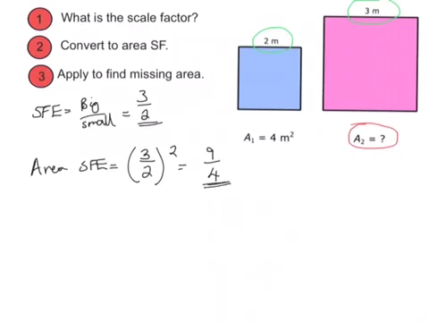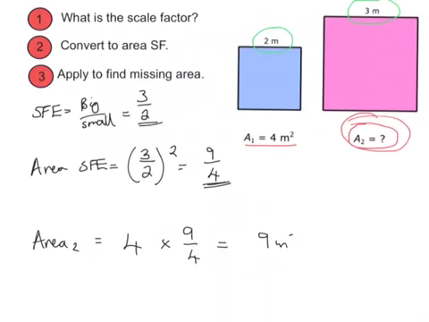And lastly, to get this area that we're trying to figure out, we're going to use the area of the smaller one that we already had, and we're going to multiply those. So the area 2, since it's the area of the second one, you do the area of the first one, 4, and you multiply it by the scale factor. Okay, remembering to multiply by a fraction, you divide by the bottom number and times by the top. So you get a final area of 9 meters squared. And that's you totally done that.